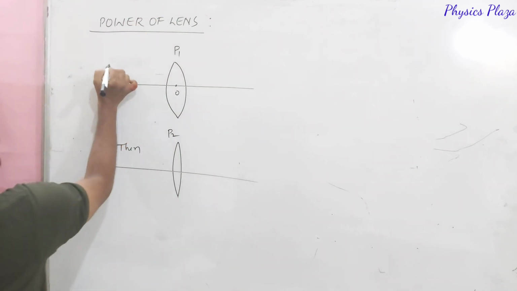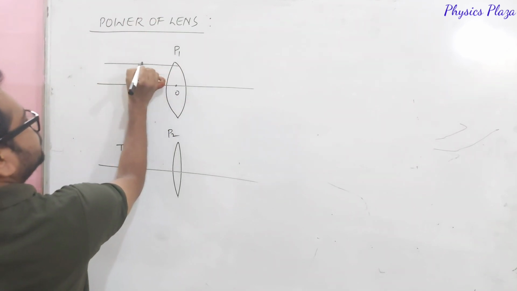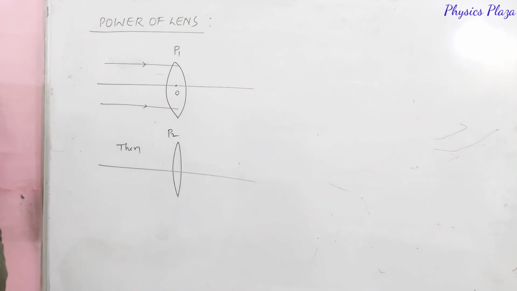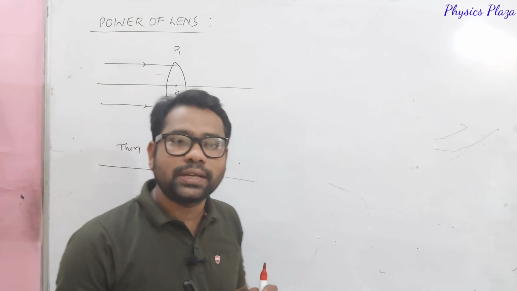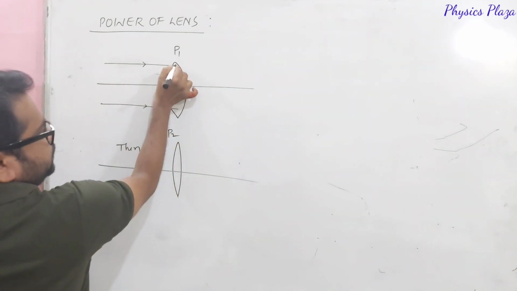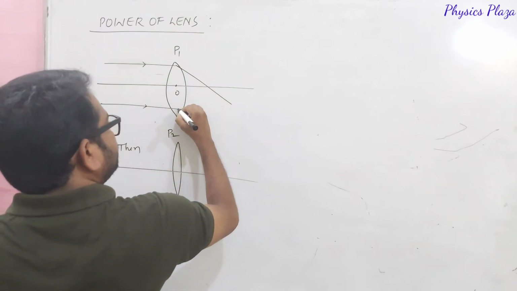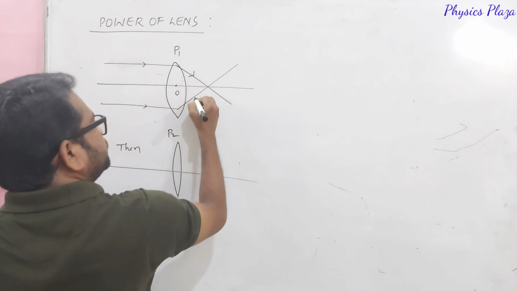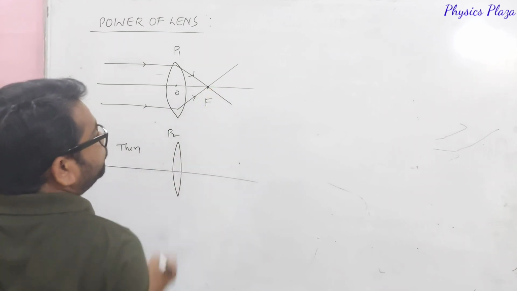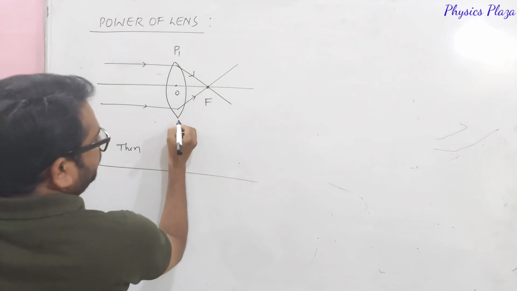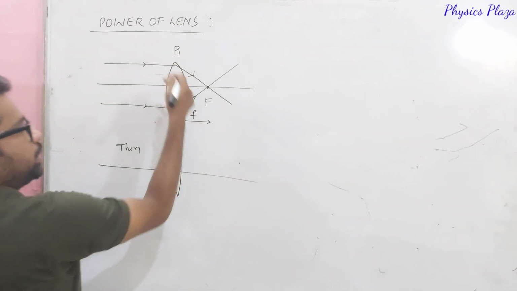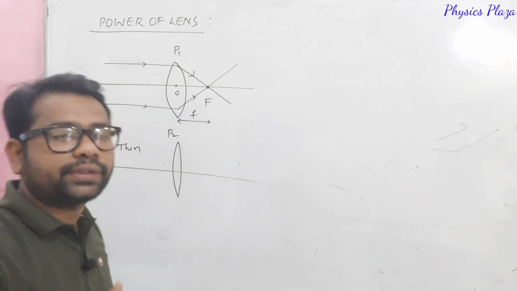So let us say here a parallel beam of light is coming like this. After refraction, we know that as a convex lens is a converging lens, light rays are getting converged. So here after refraction, children, they are going to get converged like this. This is the focus, and this is going to be the focal length of this particular thick convex lens.